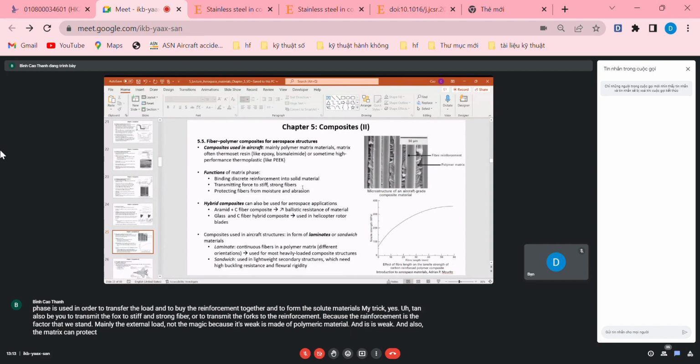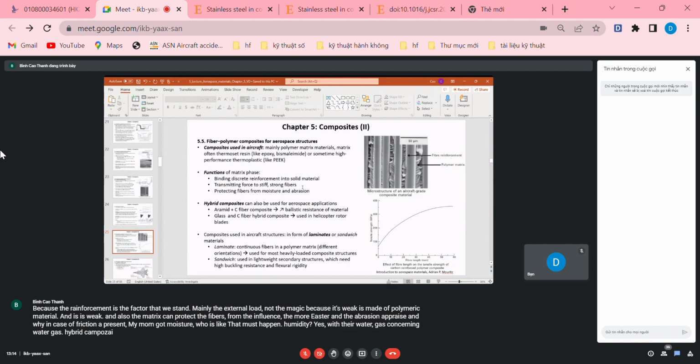And also the matrix can protect the fibers from the influence of moisture and abrasion, like in the case of friction abrasion, dạng ma sát hoặc là mài mòn. Còn moisture thì is like humidity, yes, with water gas, concerning water gas.